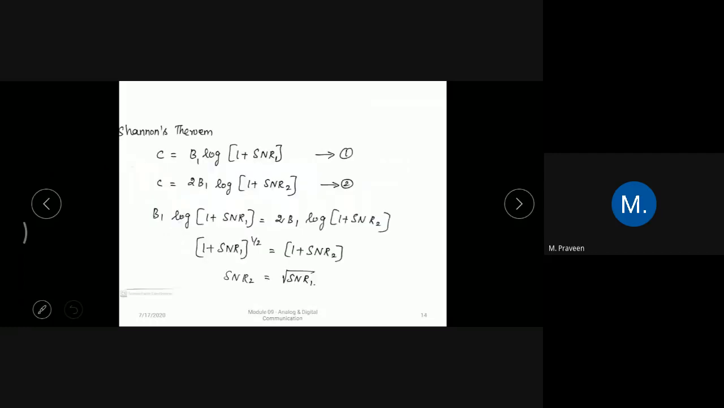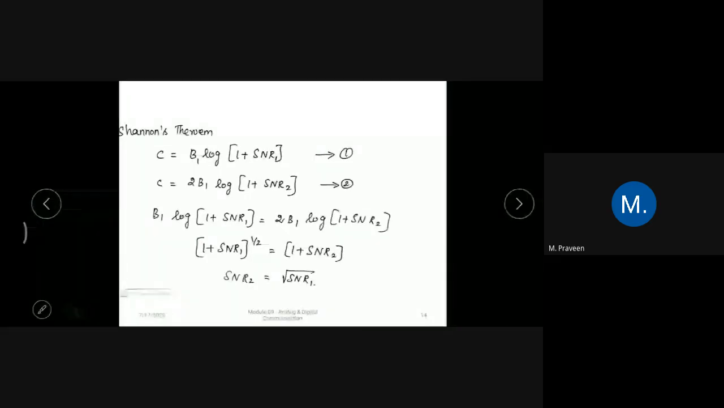As per Shannon's capacity theorem, the channel capacity C is equal to B times log of 1 plus SNR. With bandwidth B1 and signal to noise ratio SNR1, we write B1 and SNR1. For the same rate of information they double the bandwidth, so instead of B1 I use 2B1, and instead of SNR1 I use SNR2, the new signal to noise ratio.